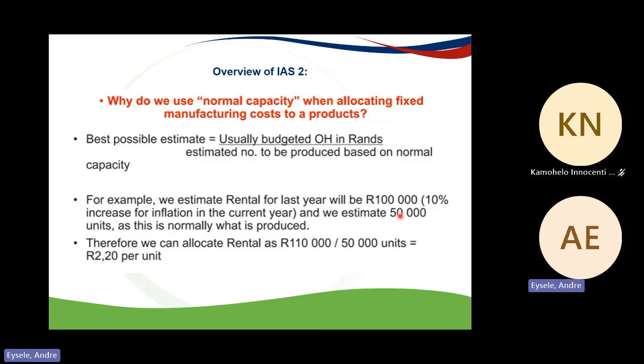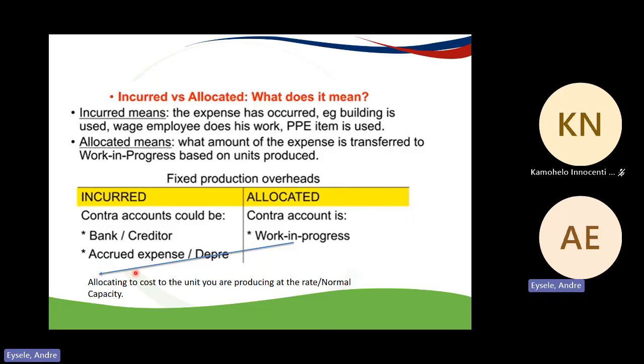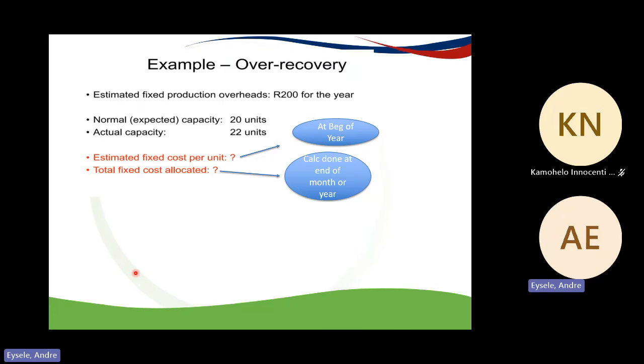That will be the rent rate for the coming year: 100 divided by 50,000 units, which gives you 220 per unit. Now, as you will see, this is the explanation of the over recovery. Okay, colleagues, exactly the same applies.